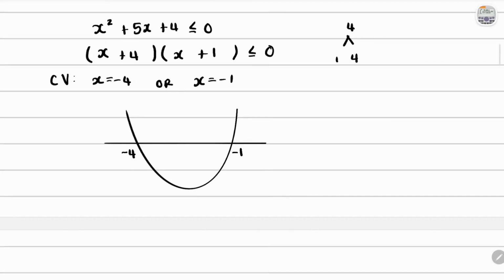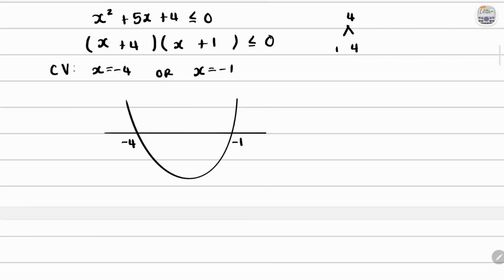Now, the inequality specifically says that this needs to be less than or equal to 0, meaning when you substitute any x value, it needs to give you a value less than or equal to 0. Since it says equal to 0, if you substitute these values, -4 and -1, in place of x, you will get 0, since this was a factor of this expression.